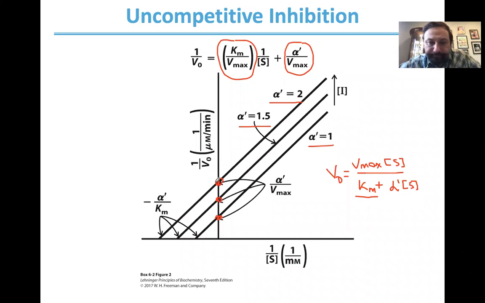Does that make sense? So this is the case of uncompetitive inhibition. And so this is usually the situation when you have allosteric inhibition, I guess. So the inhibitor binds at a site which is not the binding site.